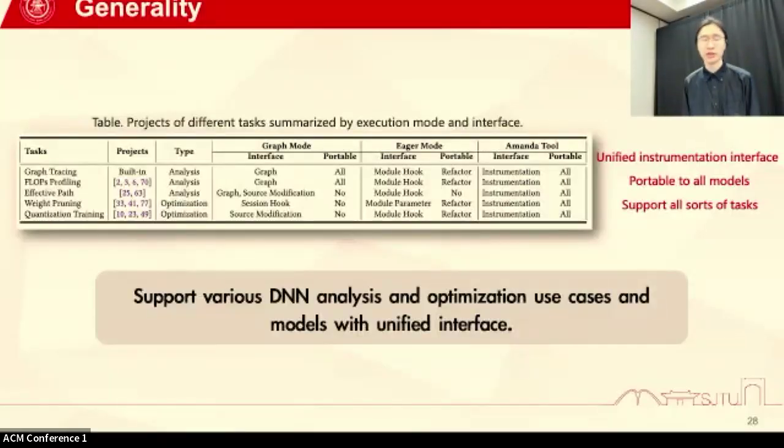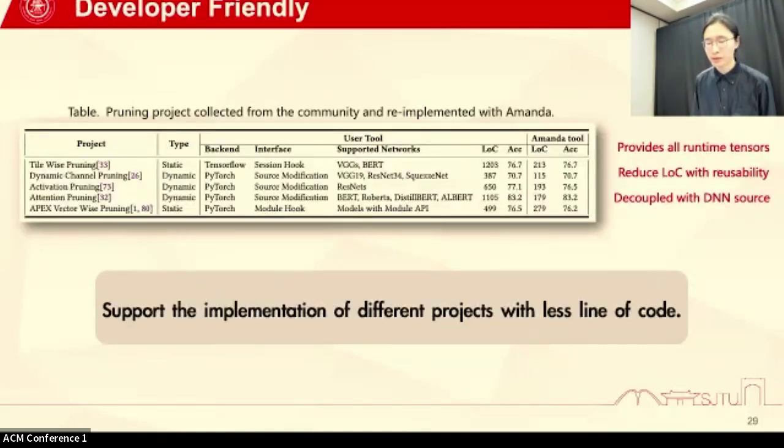For generality, we evaluate Amanda with some popular tasks. You can see here that if you are using the machine learning library directly, they may only support a part of the networks, and you have to choose the correct interface. However, with Amanda, you can use the same interface for all these tasks. And for developer friendliness, as Amanda can support different networks, the users have no need to write multiple implementations for different networks. So the lines of code needed to implement a task are reduced dramatically.